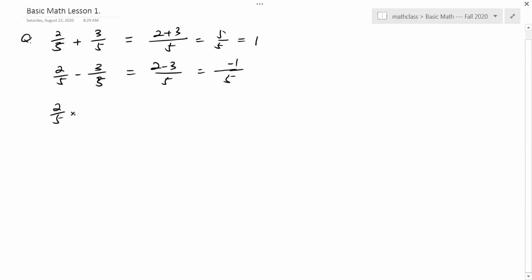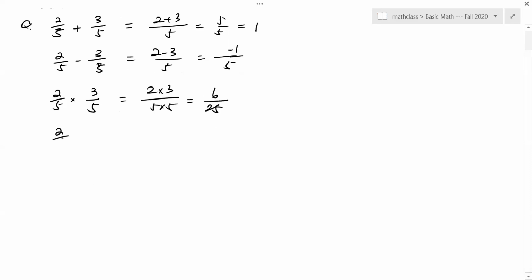Multiplication, 2 fractions multiply this out. What you do is just do the multiplication for the numerator and denominator. So it'll be 2 times 3, 5 times 5, which is 6 over 25. Okay.